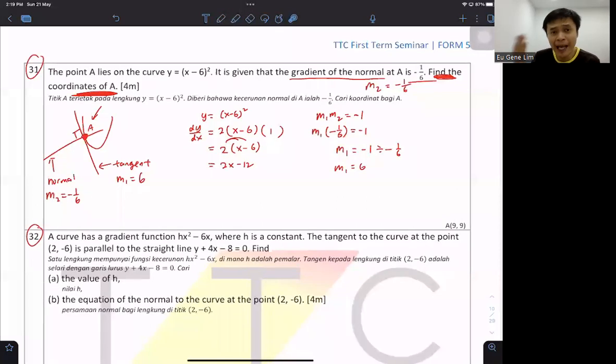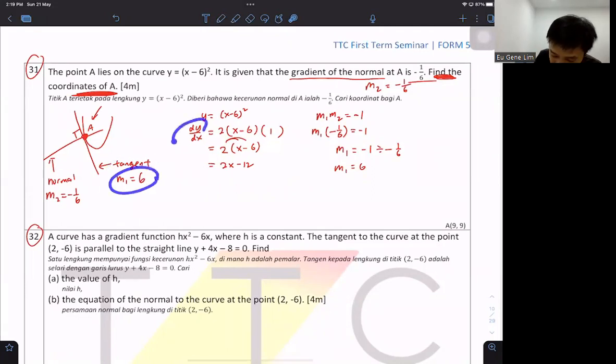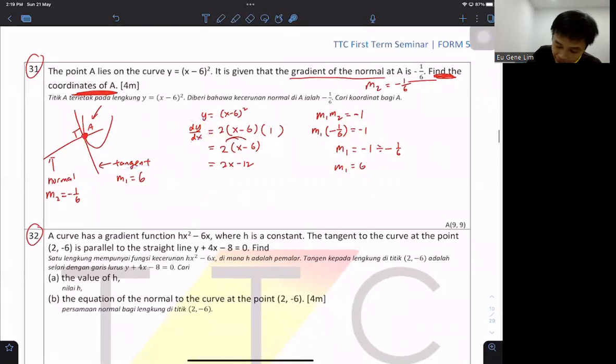Then you think, what is M1? M1 is the tangent gradient, right? Tangent gradient is dy dx. So you just put the 6 here. Remember, dy dx is the tangent gradient. So dy dx is 6, and from here you can find out x.